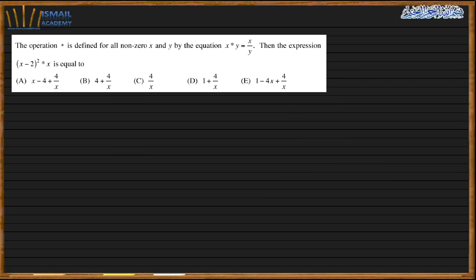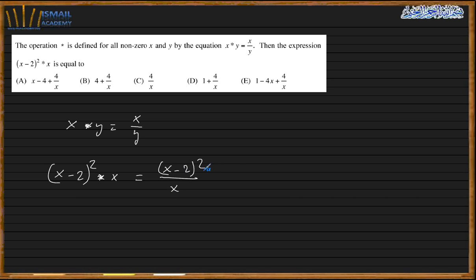Next question. So the operation star is defined for all nonzero x and y. So we have x star y is x over y. That means the first over the second. So now they ask me to find out x minus 2 squared star x, which is the first over the second.